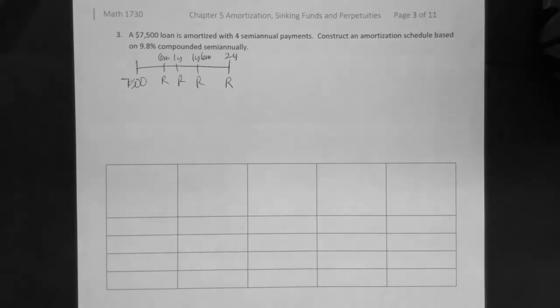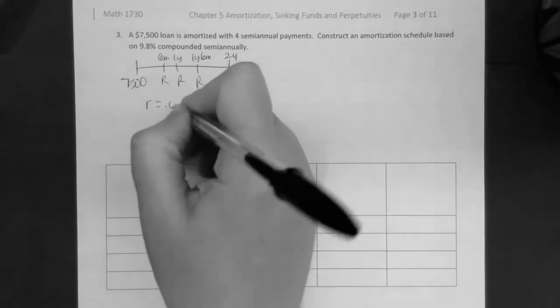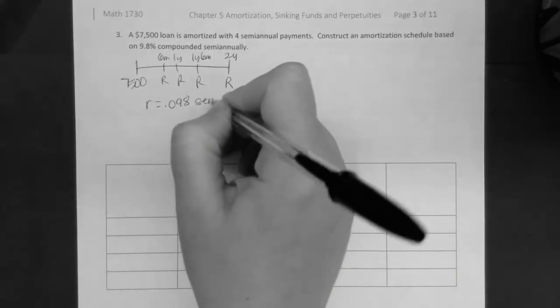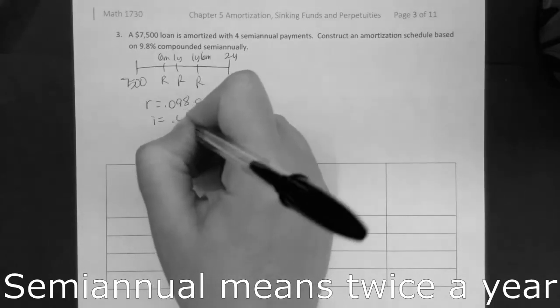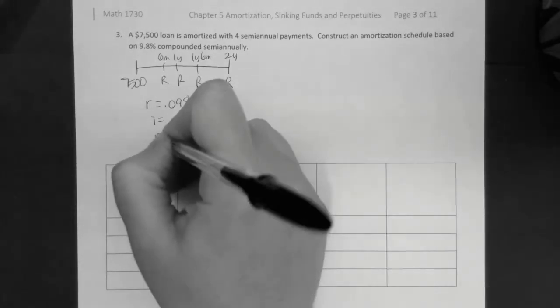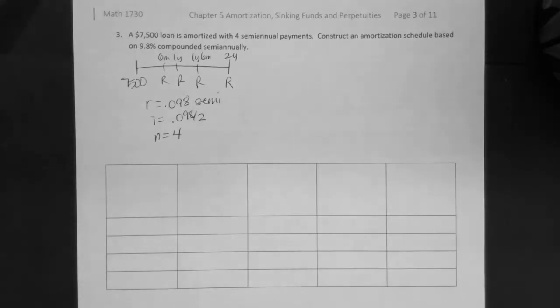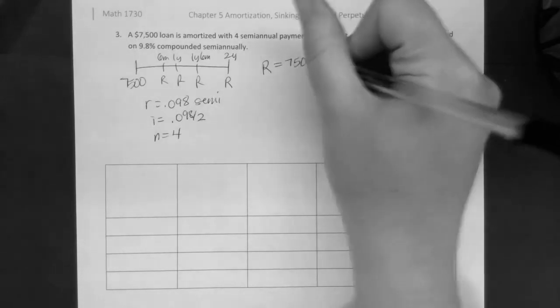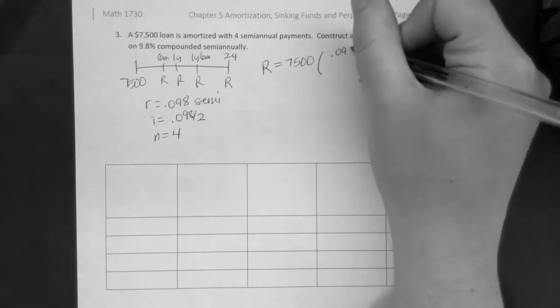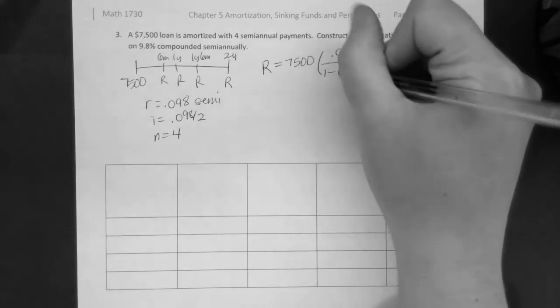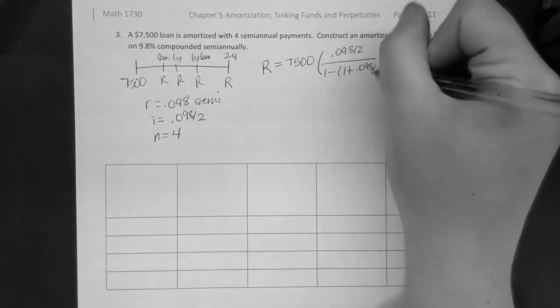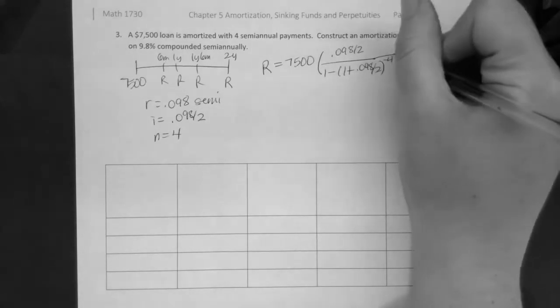Construct an amortization schedule based on a 9.8%, so R is 0.098, compounded semi-annually, so I is 0.098 over 2, and we know that N is 4 because there are 4 payments. Okay, so again, first thing we notice here is we're not told what that regular payment is, so we have to find that first. So we get R equals 7,500 times I, 0.098 over 2, over 1 minus 1 plus 0.098 over 2 to the negative 4.